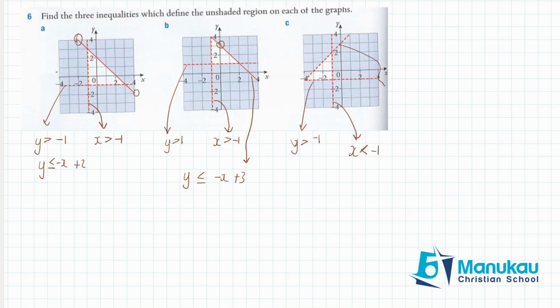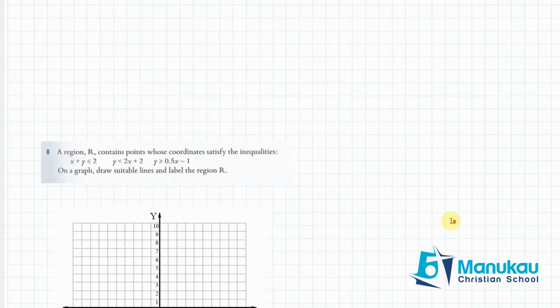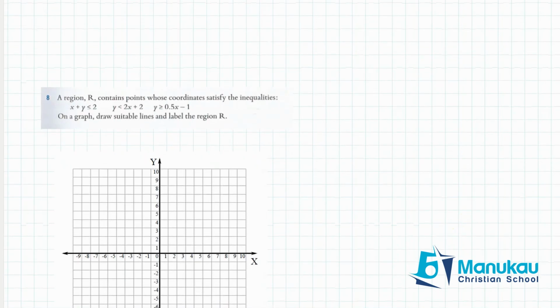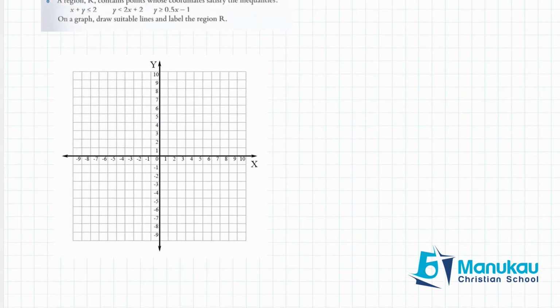And now we've got a dotted line here, which is a y equals mx plus c. It crosses at 3, so that's a +3. The gradient is across one, up one, so it's x plus 3. And we want underneath it, so it's y is less than x plus 3. There we go. Last thing I'm going to do for you to demo this is number 8.